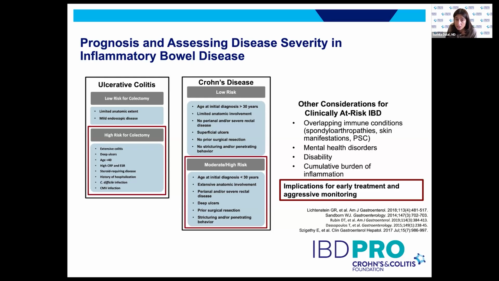For Crohn's disease, the patients that are lower risk are those who are over 30 when they're diagnosed, who again have more limited involvement. Of course, the patient that has 5 centimeters of terminal ileal disease is going to be different than the one that has a long segment of ileal and colonic disease. No perianal or severe rectal disease, more superficial ulcers, has never had a surgery and hasn't had a complication like a stricture or a penetrating complication. The higher risk patients, conversely, are younger, have more extensive disease, have perianal disease, have deep ulcers, have needed surgery, and have had a complication.